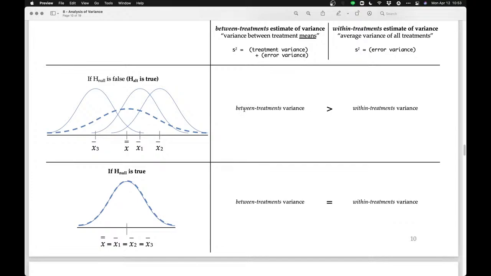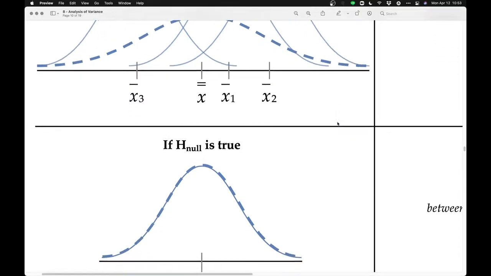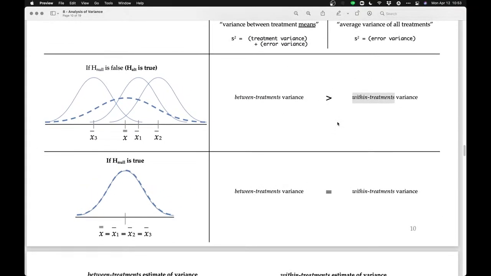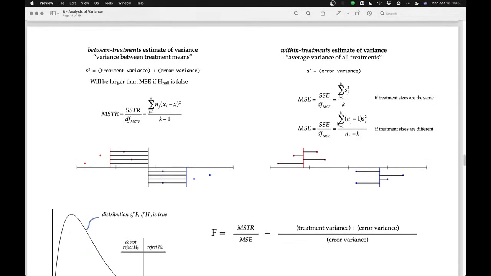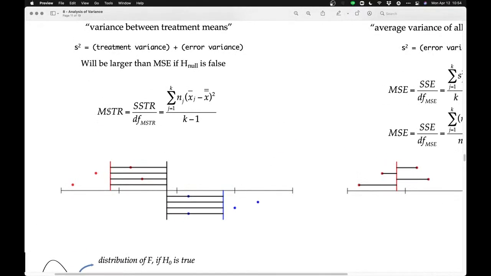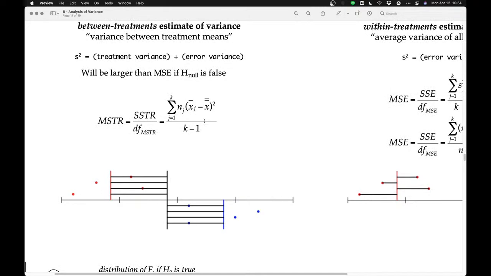So it's asking, is the variance between the treatments greater than the within treatments variance, or is it the same? The within treatments variance is the average variance of these three smaller curves, the average of them. So that's essentially what it's asking. Here's the same story one more time. So the between treatments variance, what is it really doing?